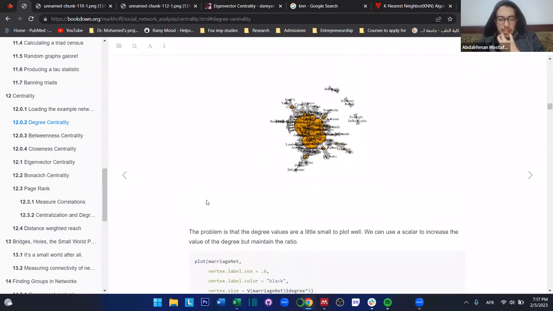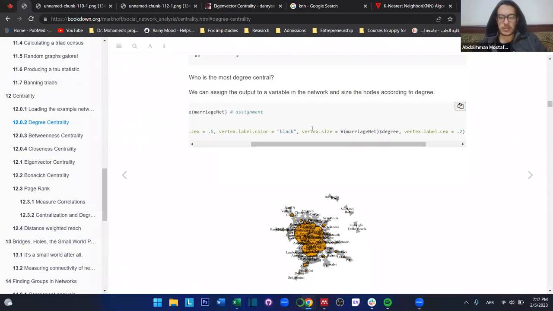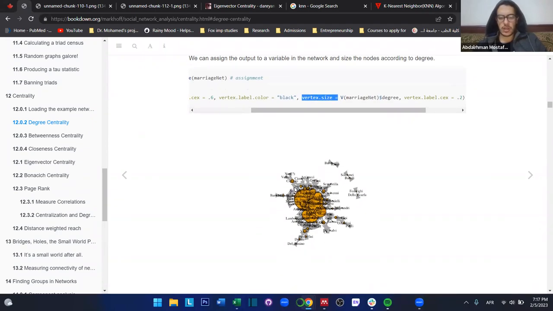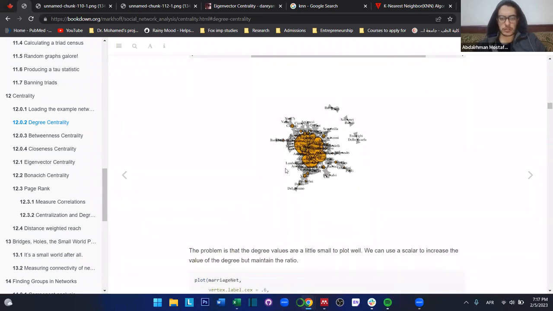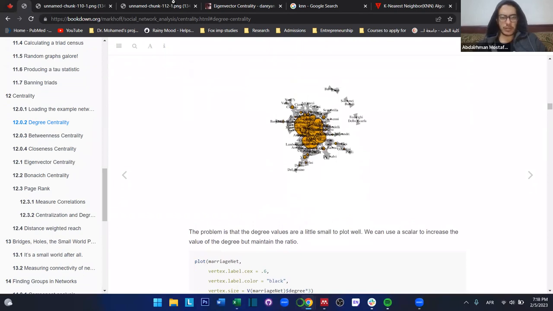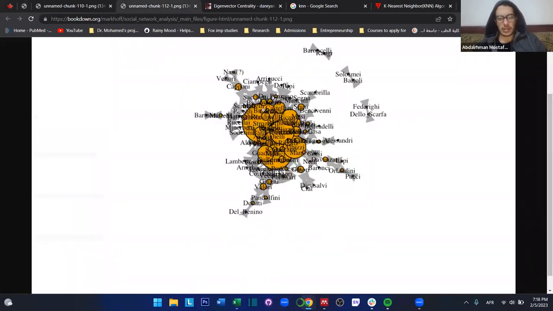So apparently, as well, we have incorporated the degree values here into the vertex size. So more heavily connected families have larger circles, and less heavily connected families have smaller circles. And if we look really hard, we'll find that the Strozzi family lies right at the center of this big circle. And I'm not sure where the Medici family is, but I think it's this one here.